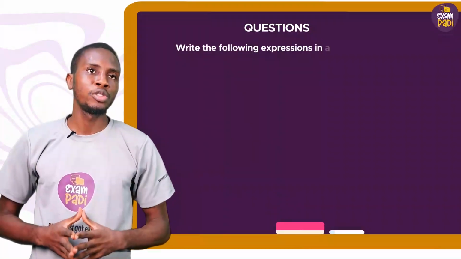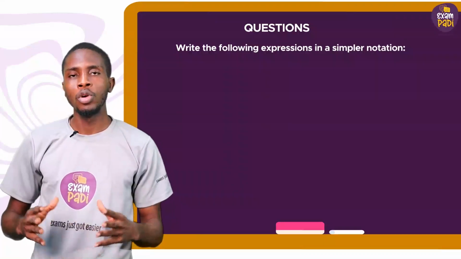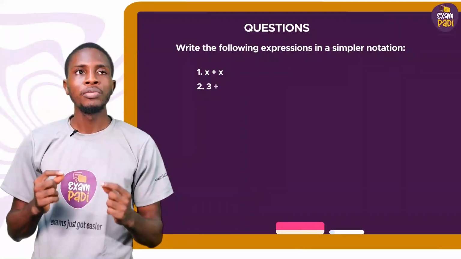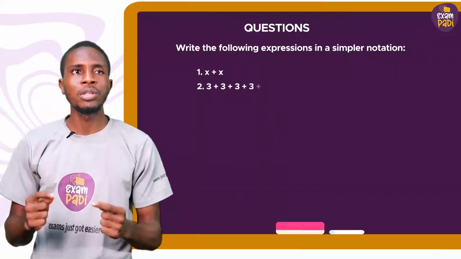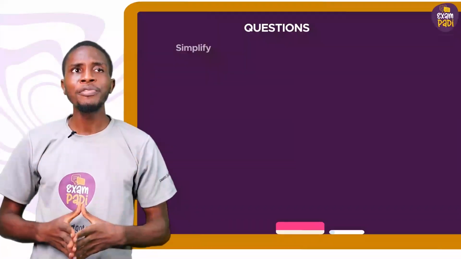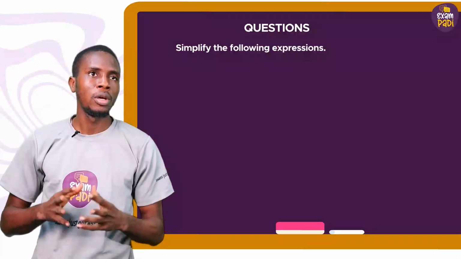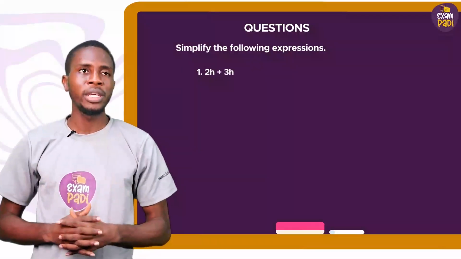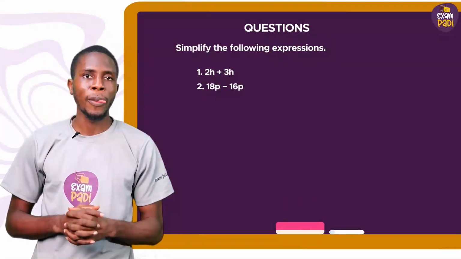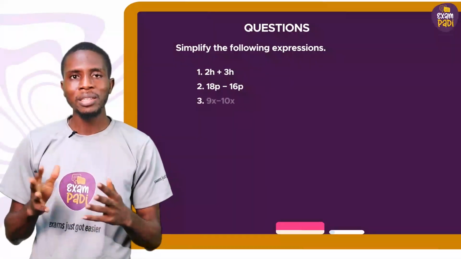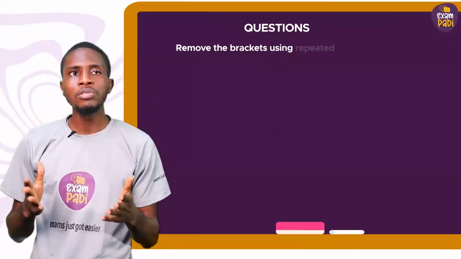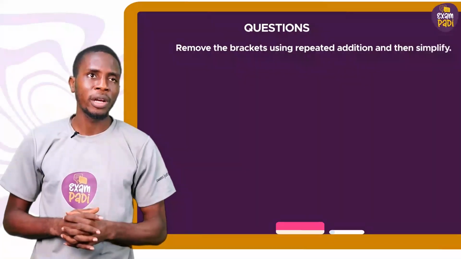Write the following expressions in a simpler notation. 1. x plus x. 2. 3 plus 3 plus 3 plus 3 plus 3 plus 3 plus 3. Simplify the following expressions. 1. 2h plus 3h. 2. 18p minus 16p. 3. 9x minus 10x.